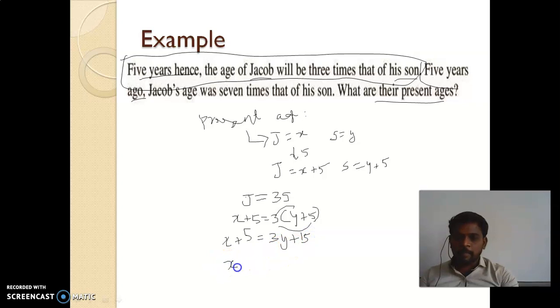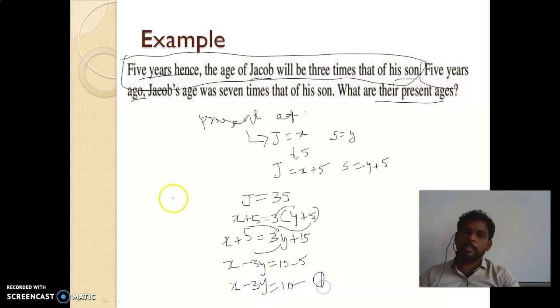So x, when we transpose 3y to this side, it becomes minus 3y, equal to, so 15 is already there on the right hand side, and we transpose 5 to the right hand side, so it becomes minus 5. So x minus 3y equal to 10. So that is equation number 1.